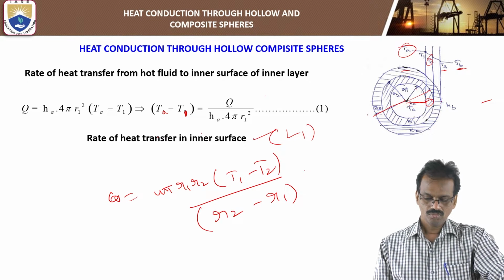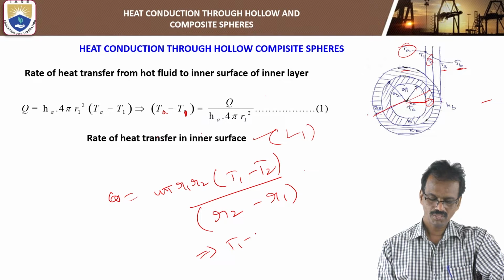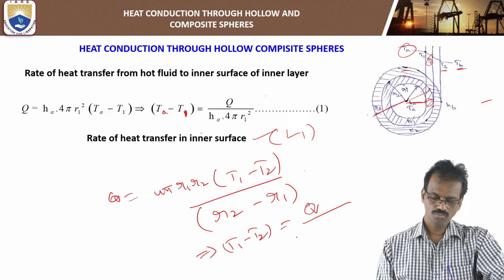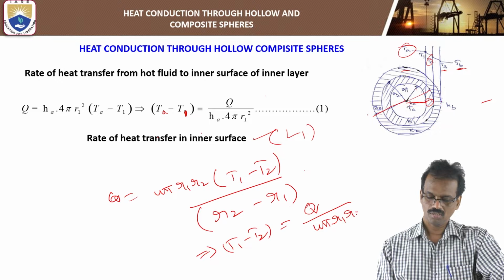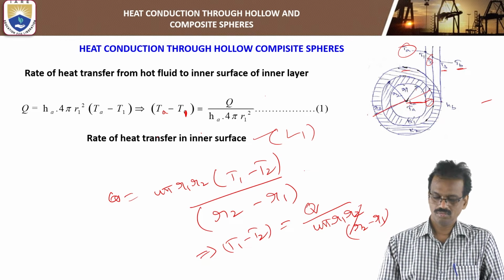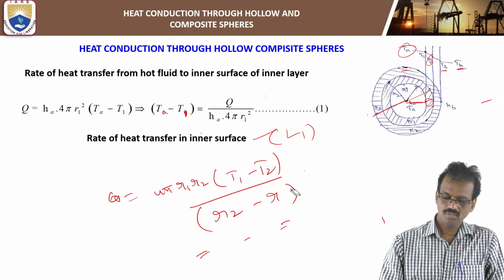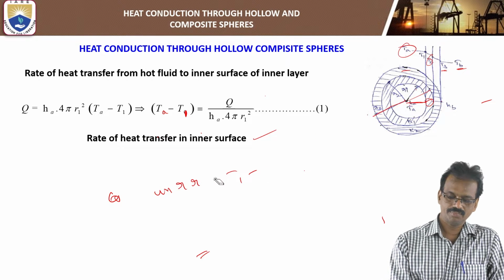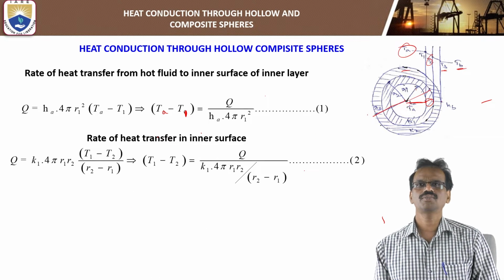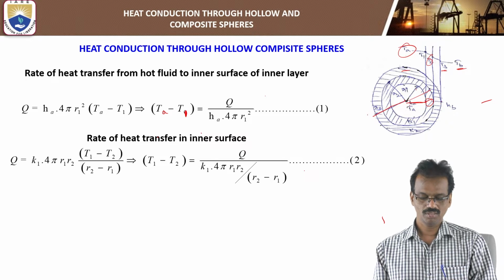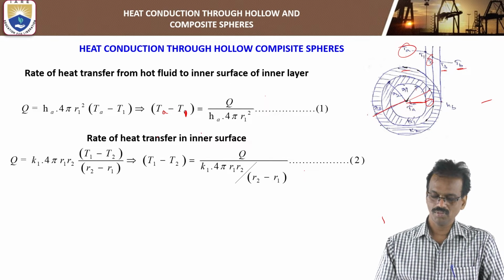Next you can rewrite it like this: T1 minus T2 is equal to Q by 4 pi R1 R2 by R2 minus R1. So this is equation 2, which you can observe in the PPT. It means the rate of heat transfer in layer 1. First, the hot fluid to the inner surface of layer 1, next the heat transfer in layer 1. We got the two equations.